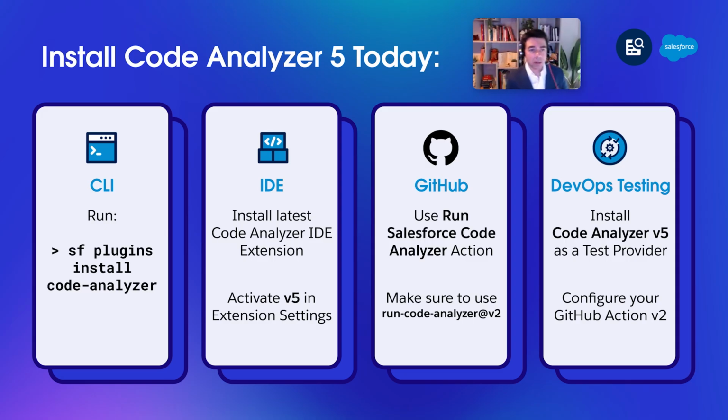How to get access to it? So in the CLI, just use the sf plugins command to install it. In the IDE, you might not need to do anything because it actually comes as part of our extensions pack for VS Code. In Code Builder, it's already installed by default. And in GitHub, there's a new version 2 of our run Salesforce Code Analyzer action, so that you can use to run it as part of your GitHub workflows.